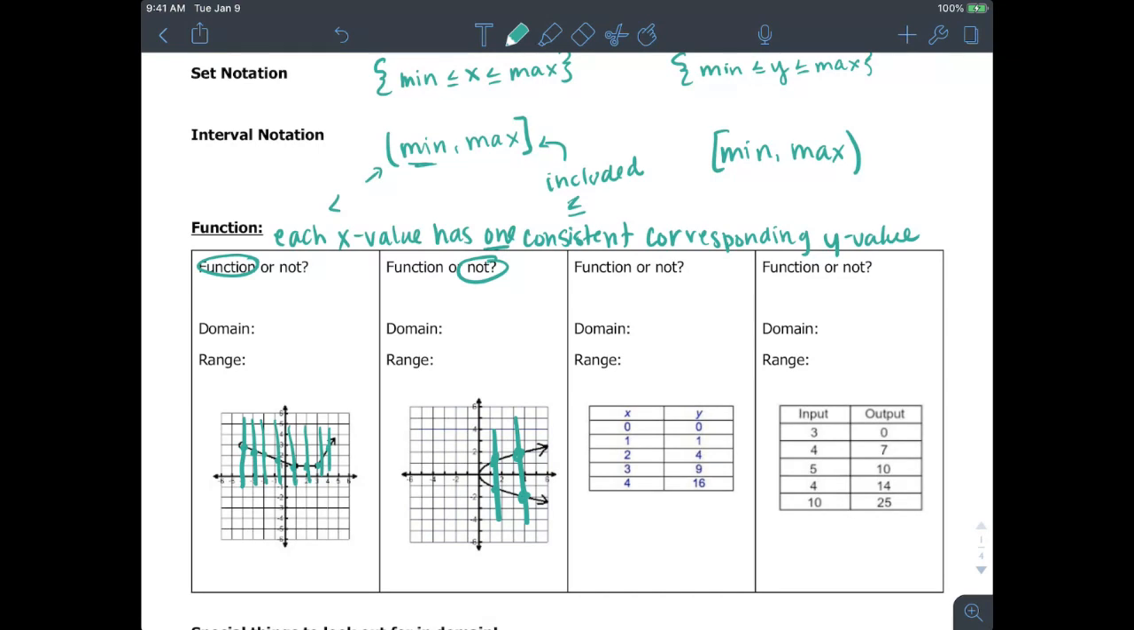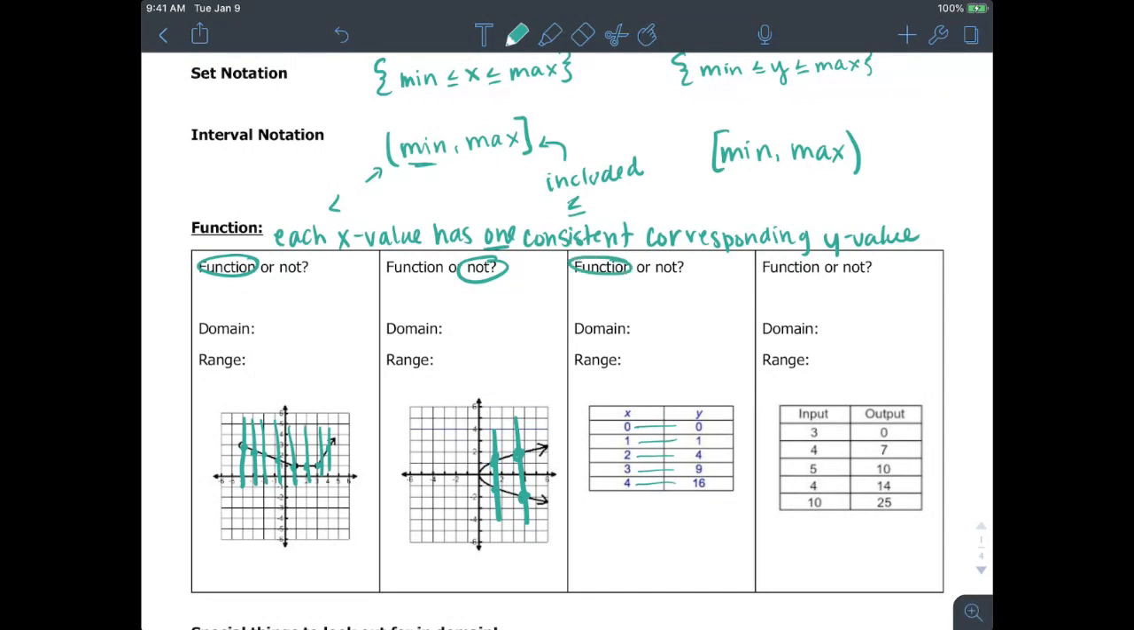Okay, so I'm going to look. 0 gives me a 0. 1 gives me a 1. 2 gives me a 4. 3 gives me a 9. 4 gives me a 16. Are there any repeat x's that have different y values? No. So this is a function.